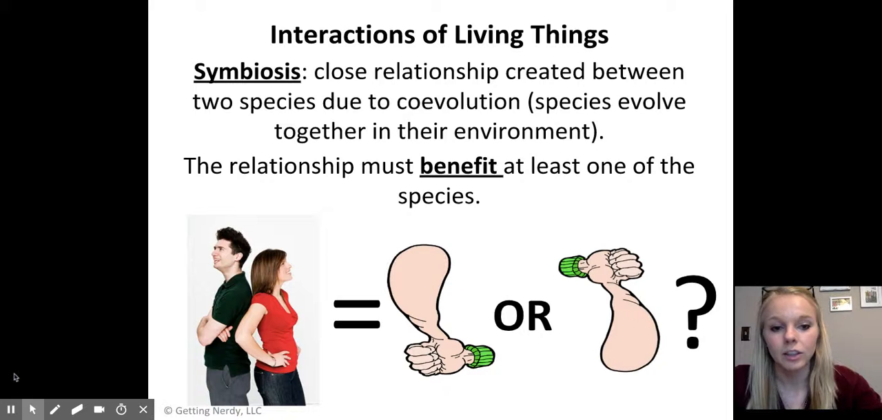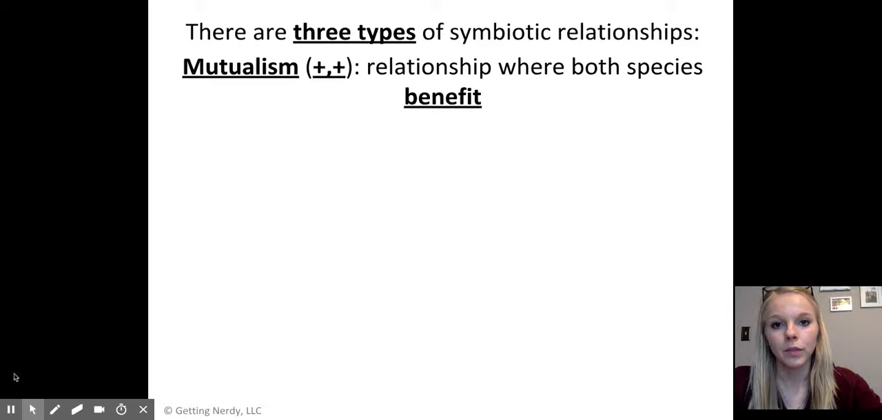Let's look at the interactions of living things. Symbiosis is a close relationship created between two species due to coevolution, where species evolve together in their environment. This relationship must benefit at least one of the species. There are 3 types of symbiotic relationships.